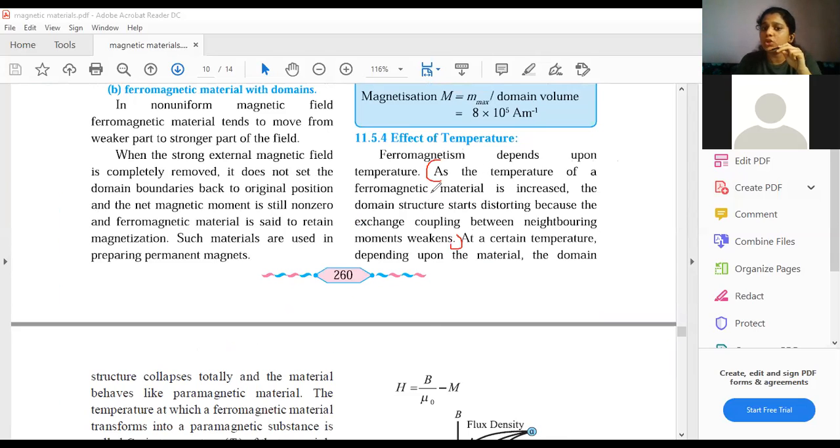As the temperature of a ferromagnetic material is increased, the domain structure starts distorting because the exchange coupling between the neighboring moments weakens. Students, the domains are formed, and inside every domain all the atoms have their dipole moment in the same direction. This entire procedure is called exchange coupling.